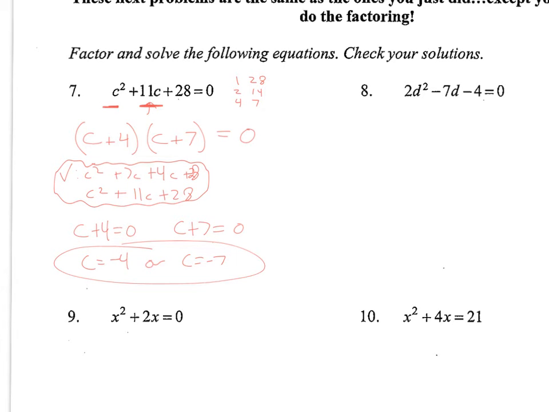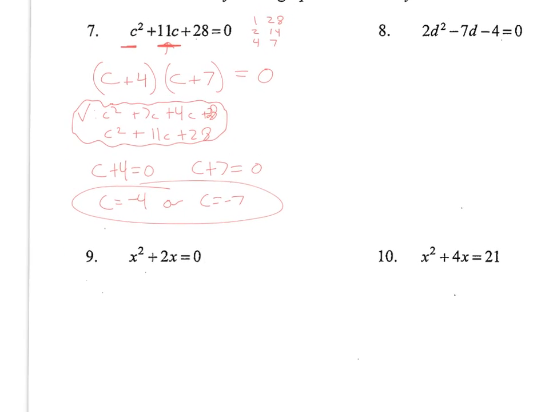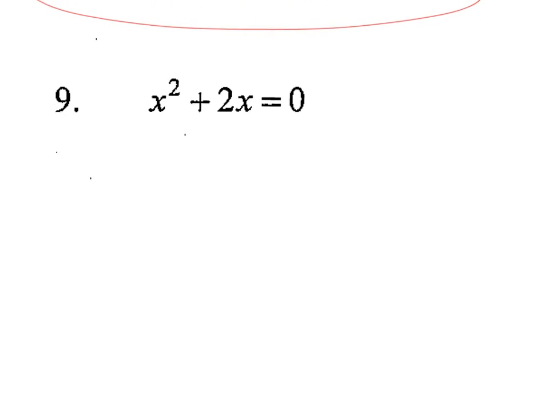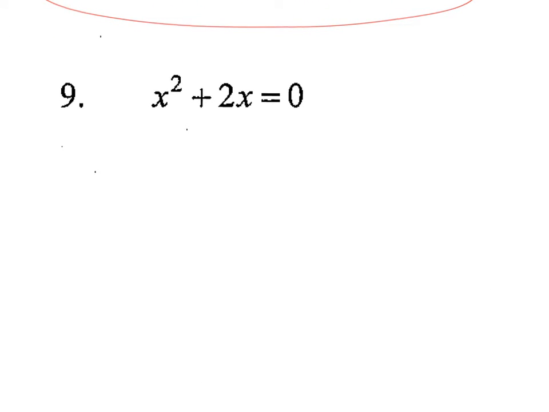What about a problem like number 9? Let's take a look. It has an x squared and an x. So I know that I need to get it into standard form, which it is, because this goes x squared, x. There's just no constant and it's equal to 0. So I look to factor.